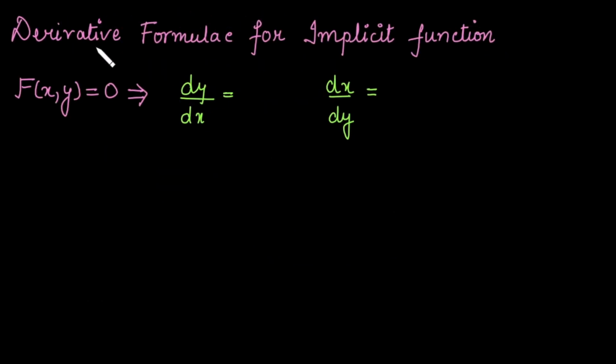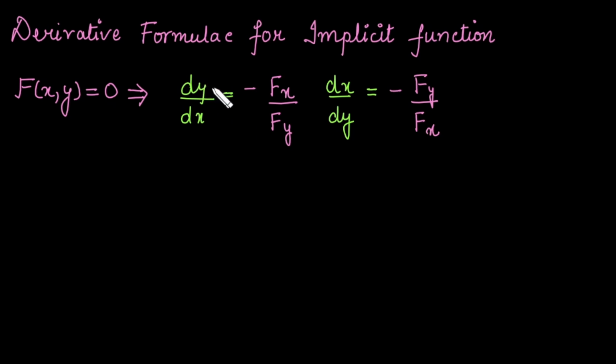Now we will conclude the derivative formulas for the implicit function. Case 1, when we have taken the function of two variables x and y. In this case, either we can calculate the derivative of y with respect to x or x with respect to y. This is calculated as negative of the partial derivative of the function with respect to x divided by the partial derivative of the function with respect to y. And if you want to calculate the derivative of x with respect to y, that is equal to negative of the partial derivative with respect to y of the function divided by the partial derivative of the function with respect to x.